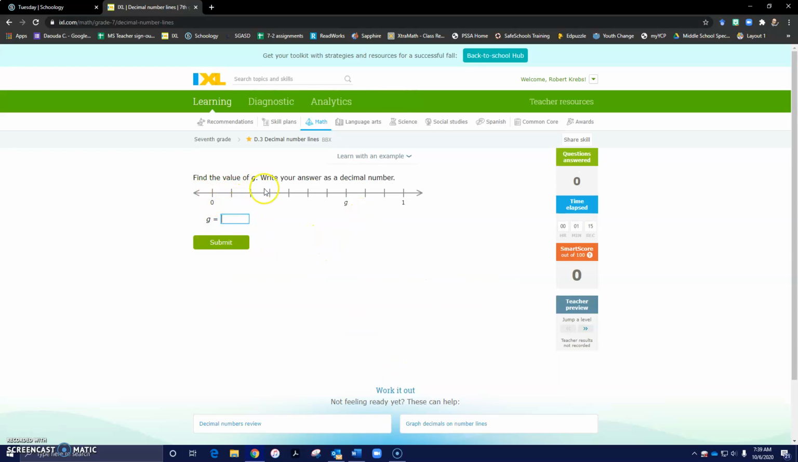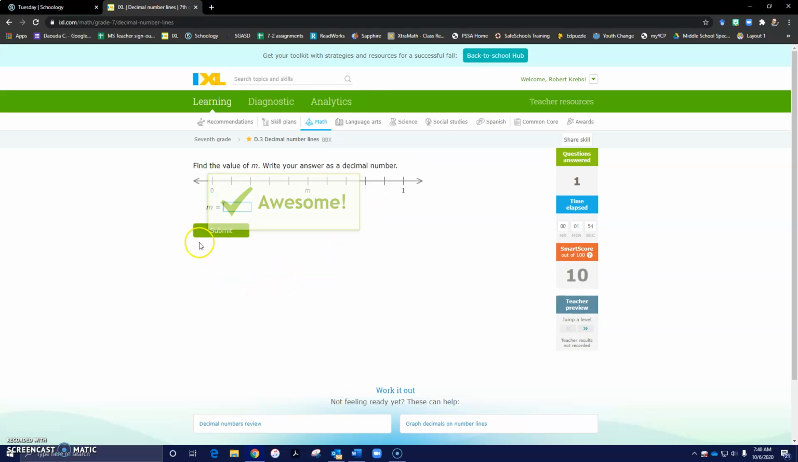Okay, let's try it with this example. So again, I see there's 1, 2, 3, 4, 5, 6, 7, 8, 9, 10 equal spaces, so that's split up into tenths again. And I just have to count from 0 to g. 1, 2, 3, 4, 5, 6, 7. Now, if I just wrote 7, that would be incorrect, because 7 is actually larger than 1. 7 would be way over here on the number line. Remember, this is between 0 and 1, so it's going to be 0 point something. 0.7, because there's 7 spaces in between 0 and g.